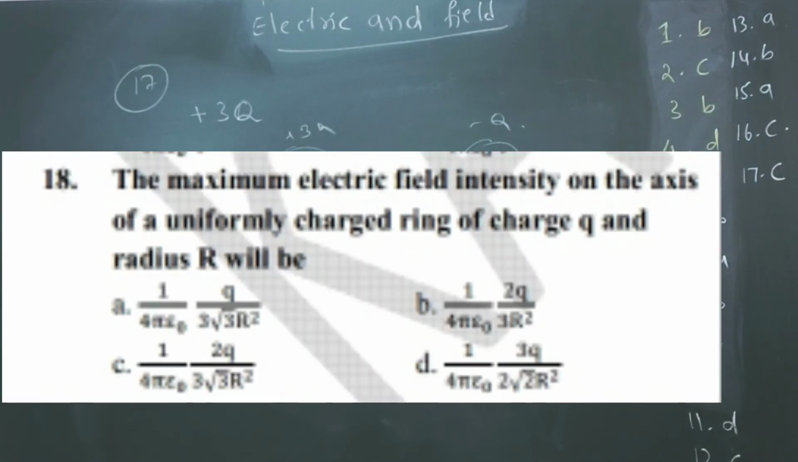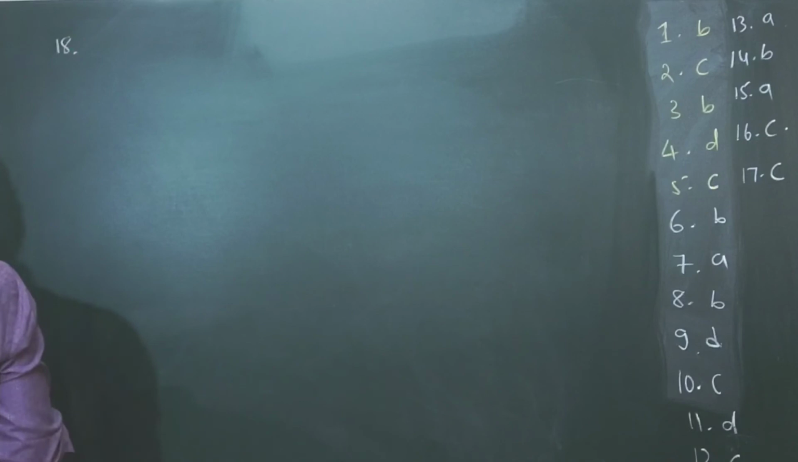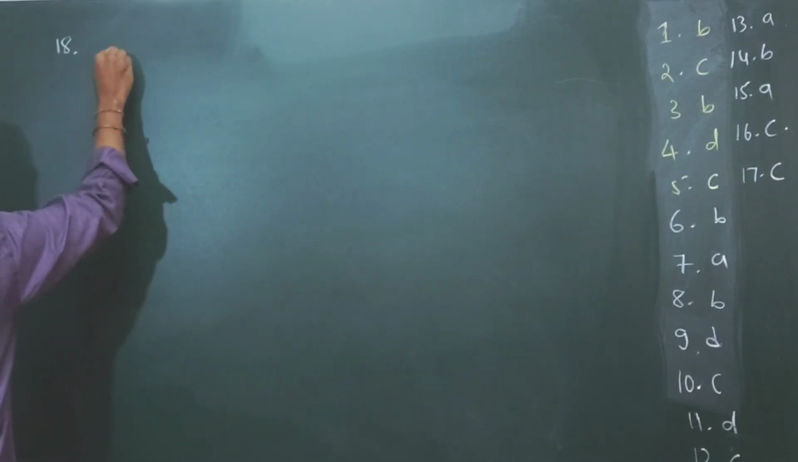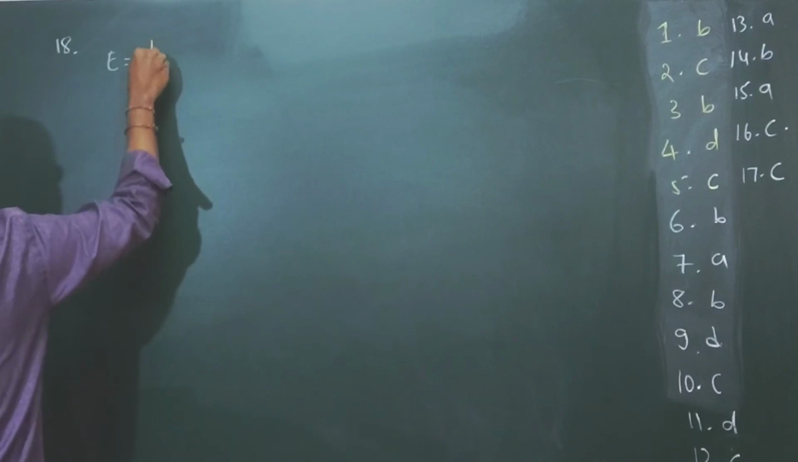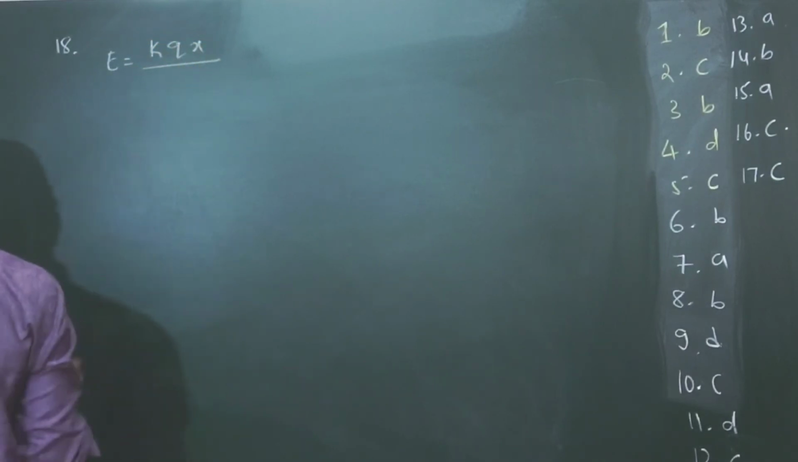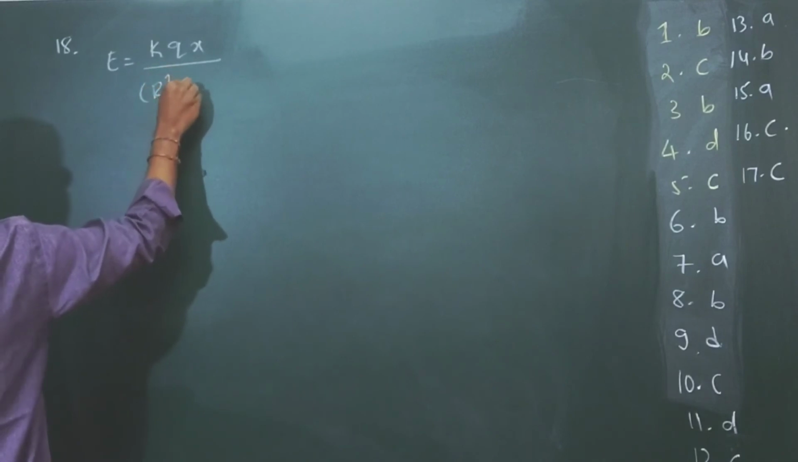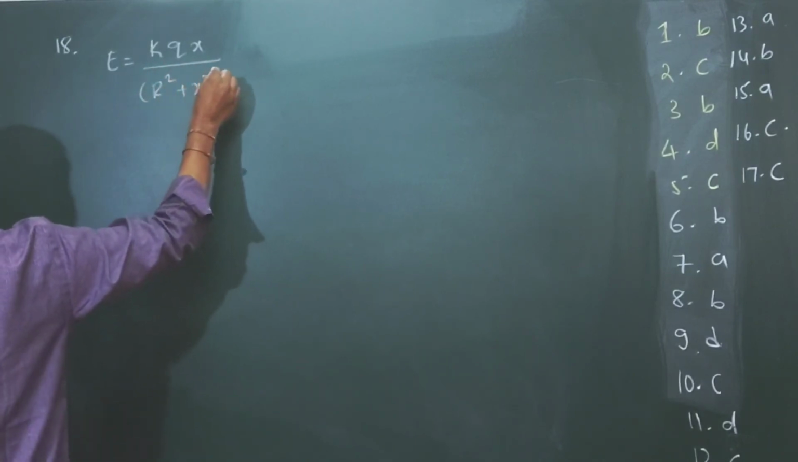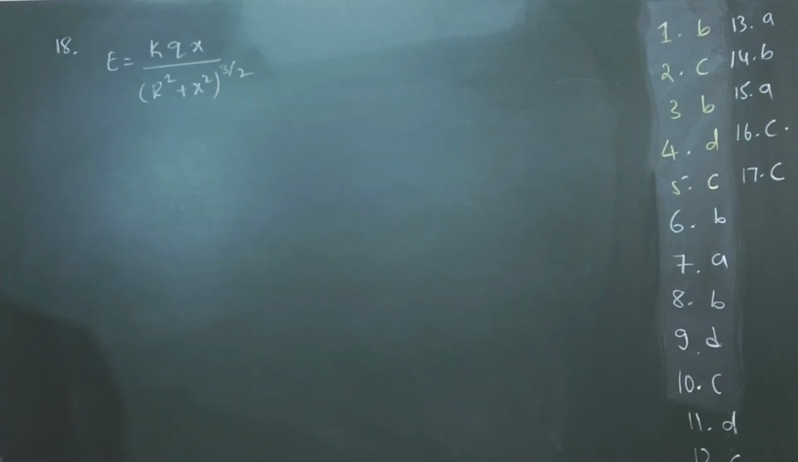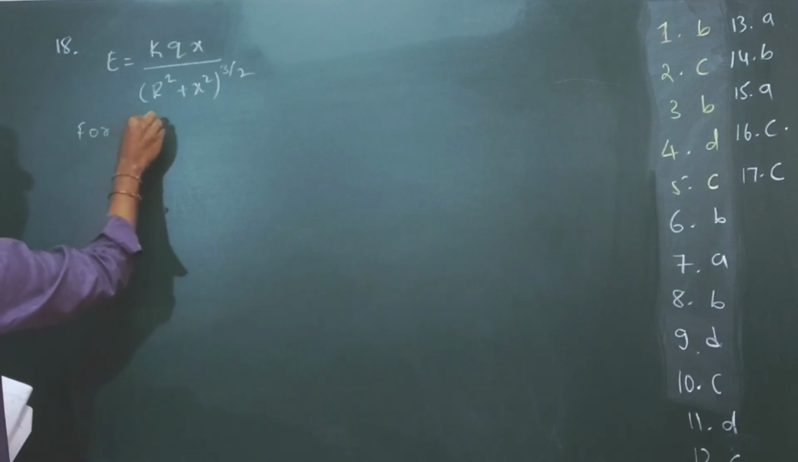Okay, so next, the 18th one. The maximum electric field intensity on the axis of a uniformly charged ring of charge Q and radius R will be. Question number 18. See, the electric field at a distance x is E equal to KQx divided by R square plus x square to the power of 3 by 2. So this is for the maximum electric field.